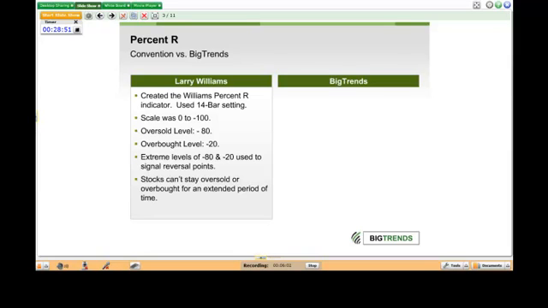I'm going to share with you both Larry's original structure of the indicator and then how we've tweaked it the big trends way. Now, Larry originally started using a short-term setting of, depending on which book you look at, 10 or 14 bars, and he was looking at a scale from a high of 0 to a low of minus 100. He was really looking at this as an oscillator. If you're at 0, you're going to be on the Williams scale at the absolute peak of the range, and at minus 100, you're going to be at the absolute low point of the range, looking back over the last however many bars you look at.